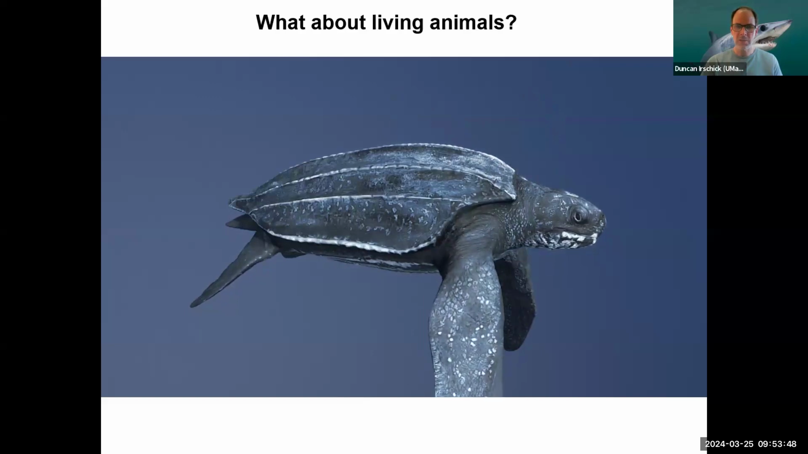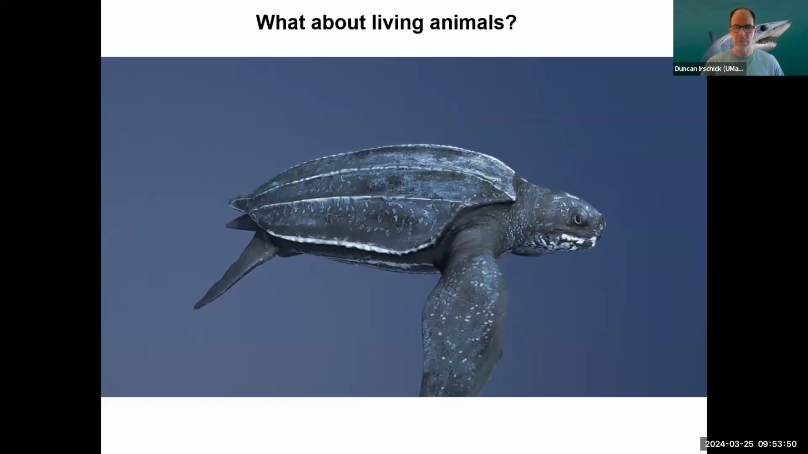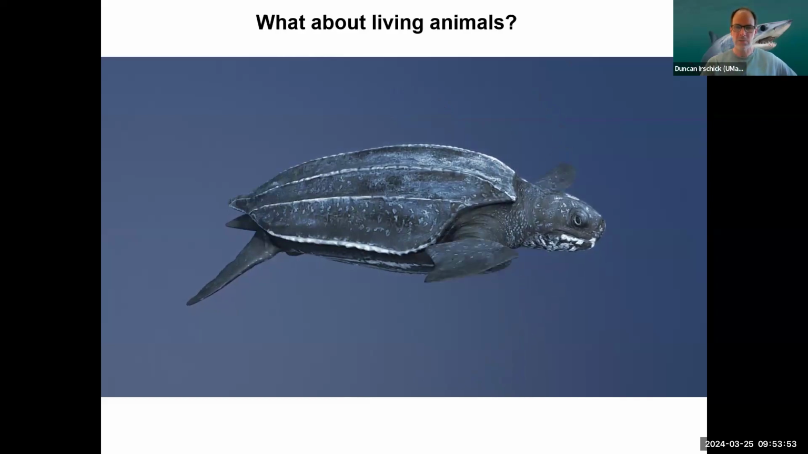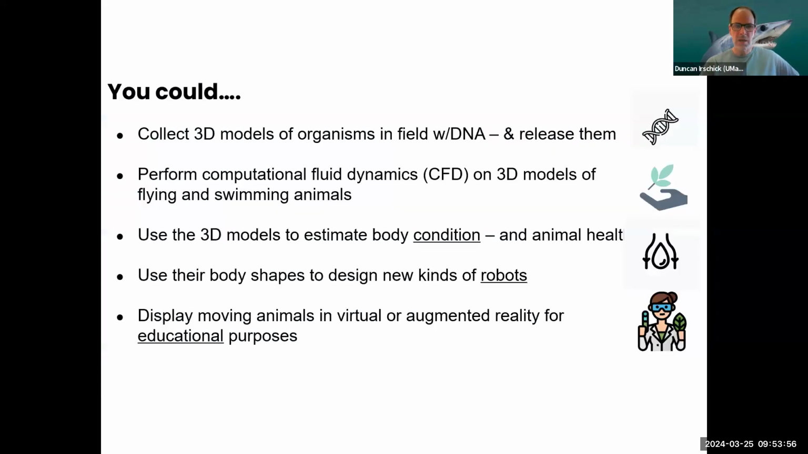And so what could you do if you had these kinds of shapes of 3D animals? Imagine as scientists we had access to these for different kinds of species. Here's a list of some of the things that our lab has thought of, but I'm sure you have your own ideas. I'd love to hear them. You could certainly collect 3D models of organisms in the field. You could get their DNA. You could release them. This is becoming more and more commonplace in regions of the world that we work in, Africa and Southeast Asia, where a lot of countries don't want you euthanizing or killing or depositing specimens or exporting them. You could perform computational fluid dynamics on 3D models of flying and swimming animals.